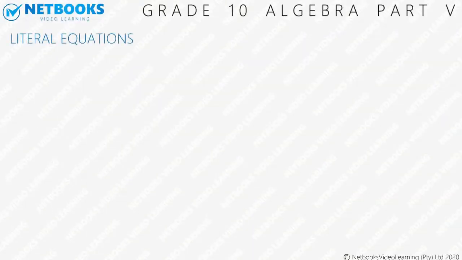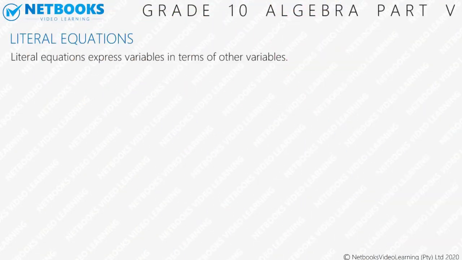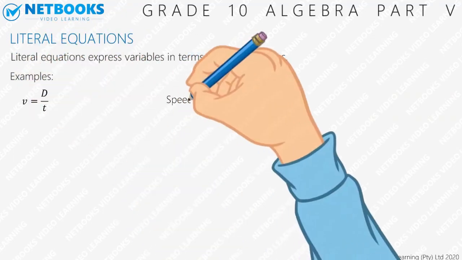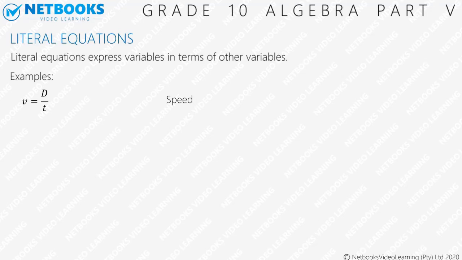Literal equations express variables in terms of other variables. Let us consider a few examples. V equals d over t, the equation for speed. This is distance over time.